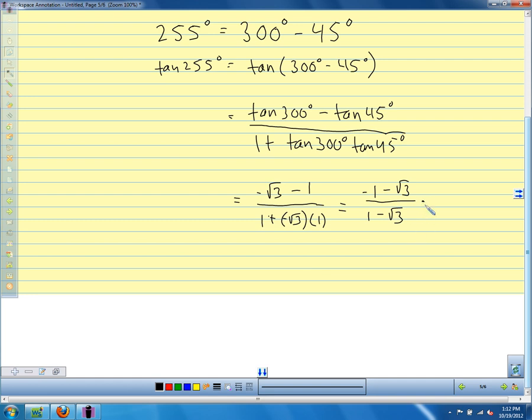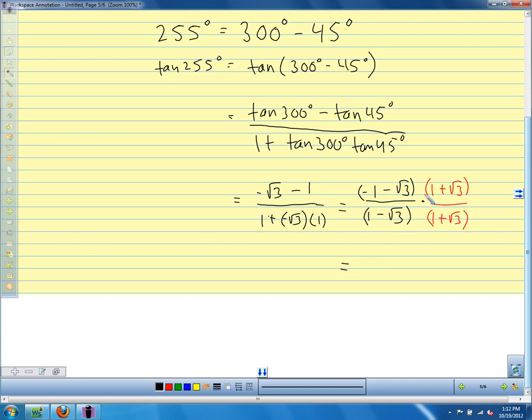The hint that I gave for the trig identities is that it's almost like with complex numbers, where you multiply by the conjugate. I'm going to multiply the numerator and denominator by 1 plus the square root of 3 over 1 plus the square root of 3. So I just change the sign here and multiply the numerator and denominator by that. And then I have to FOIL each of these out.